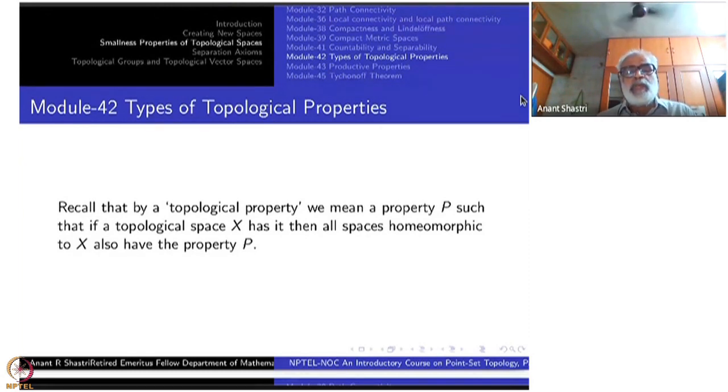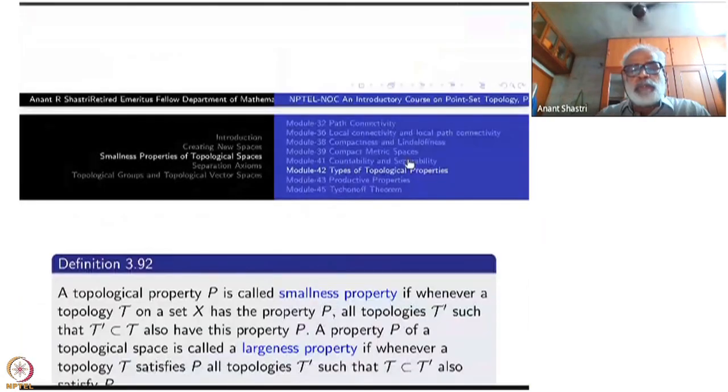So today we will take up the study of properties of topological properties. So recall that we have defined a topological property by which, if something is true for one space, then it must be true for all spaces which are homeomorphic, right? Such a property is called a topological property or topological invariant.